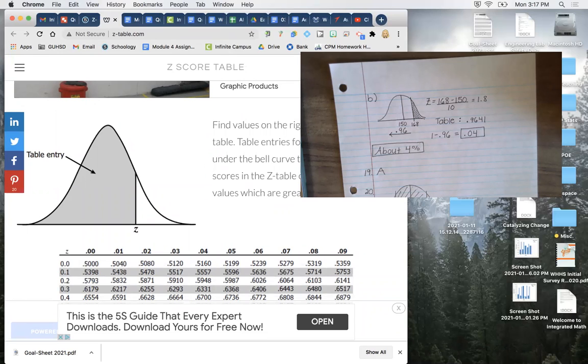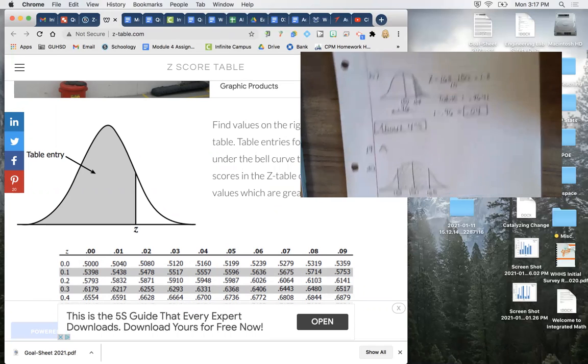I don't want the area to the left. I want the area to the right. Since the whole area is 1, I can take 1 minus the 0.96, and that will leave me with the area to the right, which is 4%.